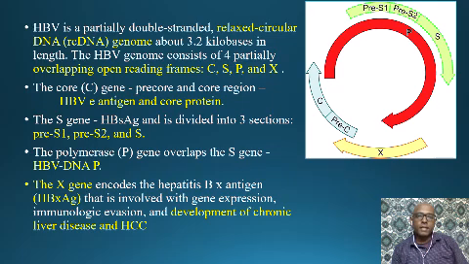The partial double-stranded DNA has 4 overlapping open reading frames such as C, S, P, and X. The C codes for the HBV E antigen and the core protein. S gene codes for the hepatitis B surface antigen. The polymerase gene overlaps the S gene and codes for the polymerase enzyme. The X gene encodes the hepatitis B X antigen, which is involved in the gene expression and pathogenesis of chronic liver disease and hepatocellular carcinoma.